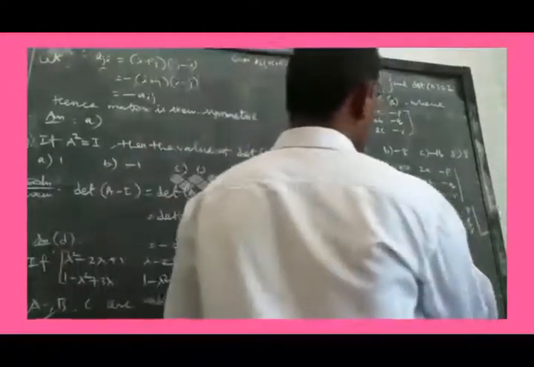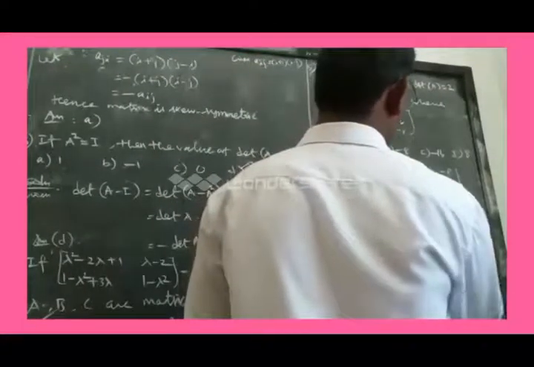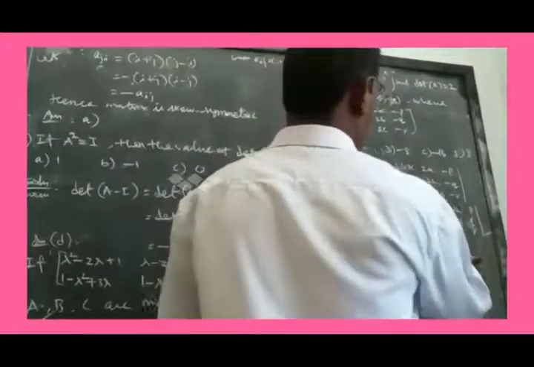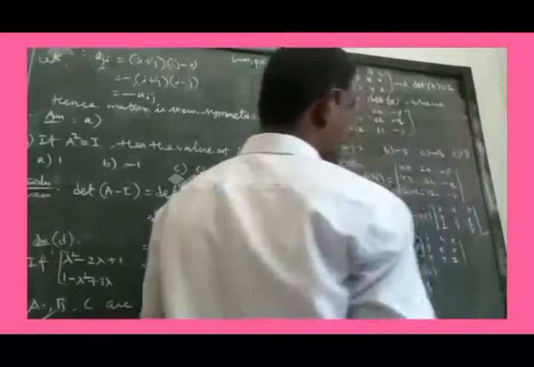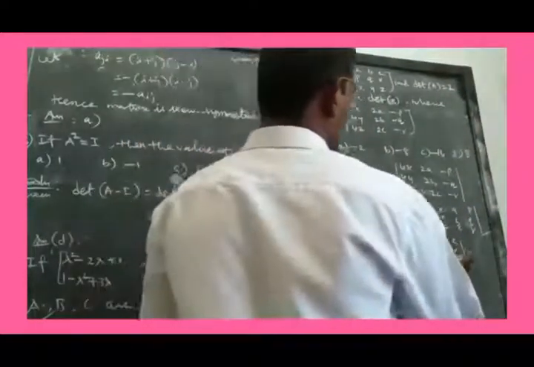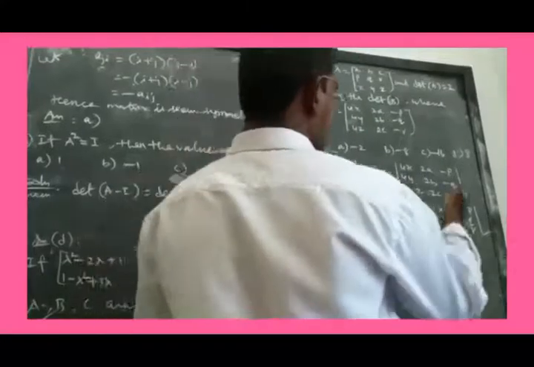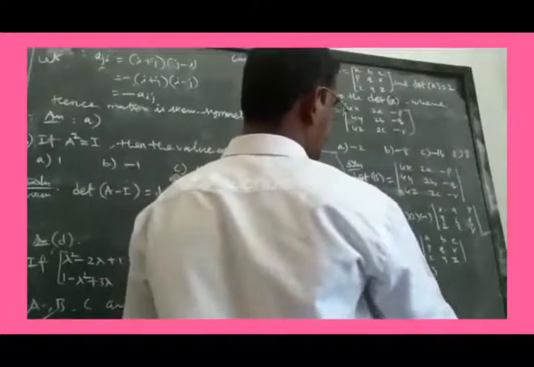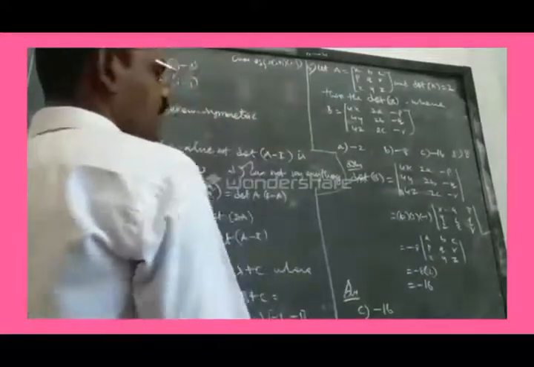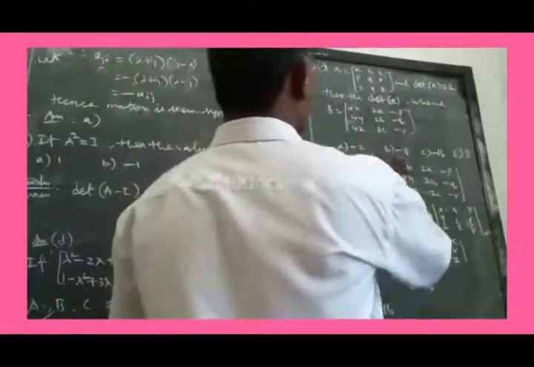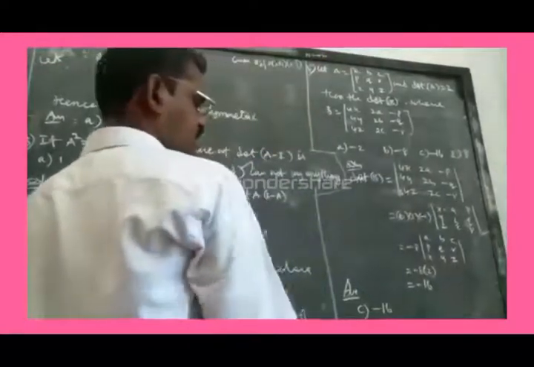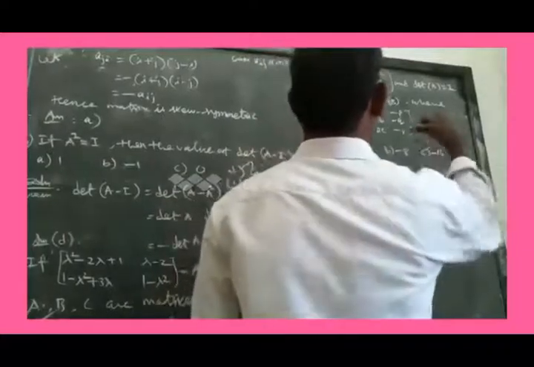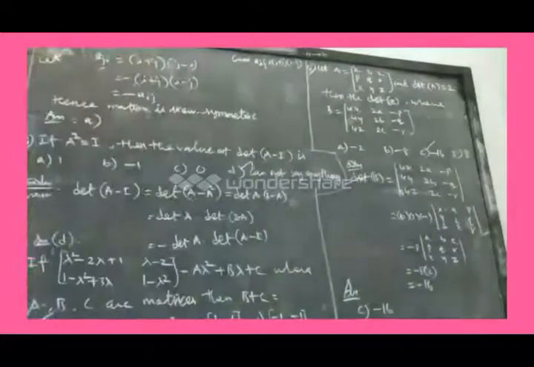Then the next matrix, the determinant of a b c, p q r, x y z. So this matrix value is 2. Then minus 8 into 2 is minus 16. So minus 16 is the correct answer for the determinant of B. So option C is correct. Minus 16. Thank you.